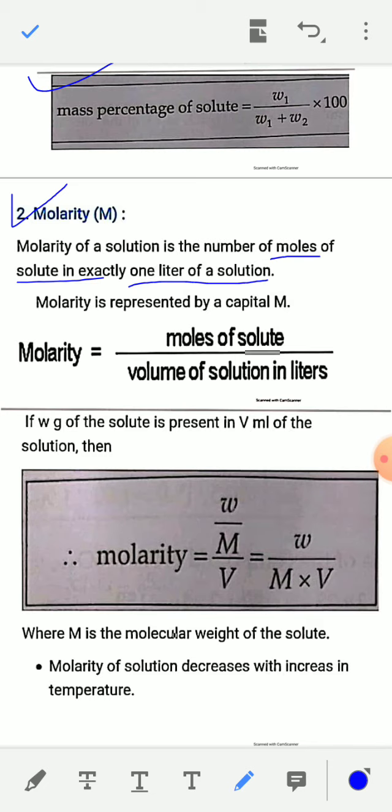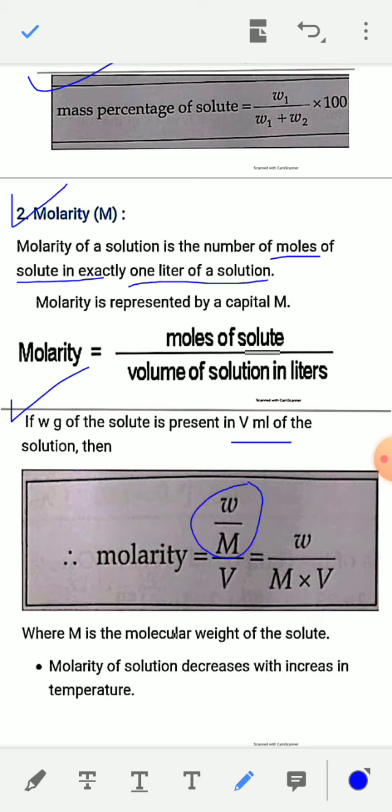And you know how to calculate the number of moles of a solute. You can calculate number of moles by dividing the given mass of the substance by its molecular weight. If W gram of solute is present in V ml of the solution, then the number of moles of the solute will be W by M, where M is the molecular weight of the solute.